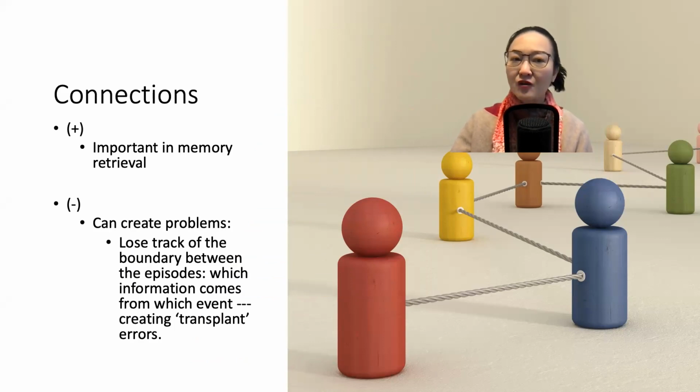However, connections can also create problems. For example, losing track of the boundary between the episodes. Which information comes from which event? In the end, it may create transplant errors.